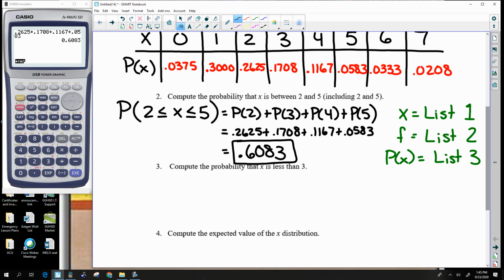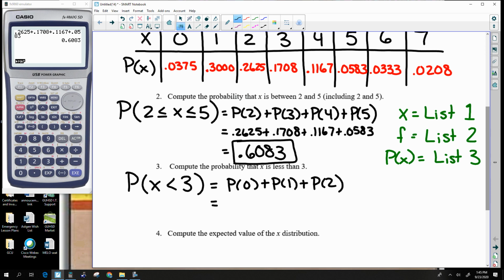Next is, what is the probability that the value is less than 3? Notice how it does not include 3. So take a look at your list, and it involves all the numbers that are less than 3. That'd be the probability of 0, 1, and 2. Those are the numbers that are less than 3. Again, you don't include 3 because 3 is not less than 3. So you take those individual probabilities and you add them up.